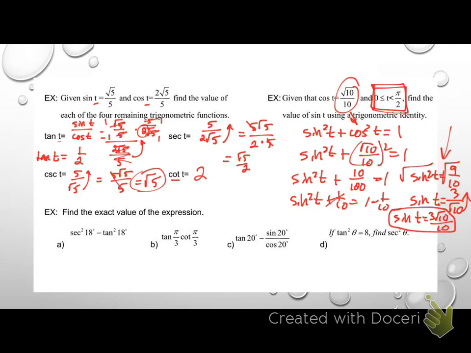Next example, find the exact value of the expression. Well, secant squared of 18 degrees minus tangent squared of 18 degrees comes from that identity where 1 plus tangent squared is equal to secant squared. And so what we've done here is we've subtracted tangent squared from both sides. And so we get 1 equals secant squared minus tangent squared, which is exactly what that says. And since those angles are exactly the same, then all we have to do is come down here and say, well, this is just going to be 1.